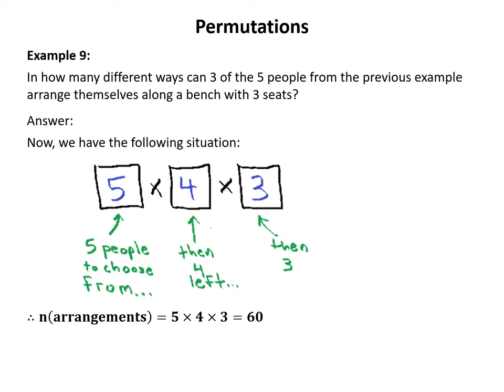In example 9, we're asked, in how many different ways can 3 of the 5 people from the previous example arrange themselves along a bench with 3 seats? So this question is similar to the last few questions, but there is a bit of a difference. In this question, we've got more people than seats. So if we model this problem as just the 3 boxes, we can see that we have 5 people to choose from to put into the first seat, and then we have 4 left, and then 3 left, and then we stop there. We don't keep multiplying all the way down to 1. So the answer to this question is that the number of arrangements would be 5 times 4 times 3, which equals 60.